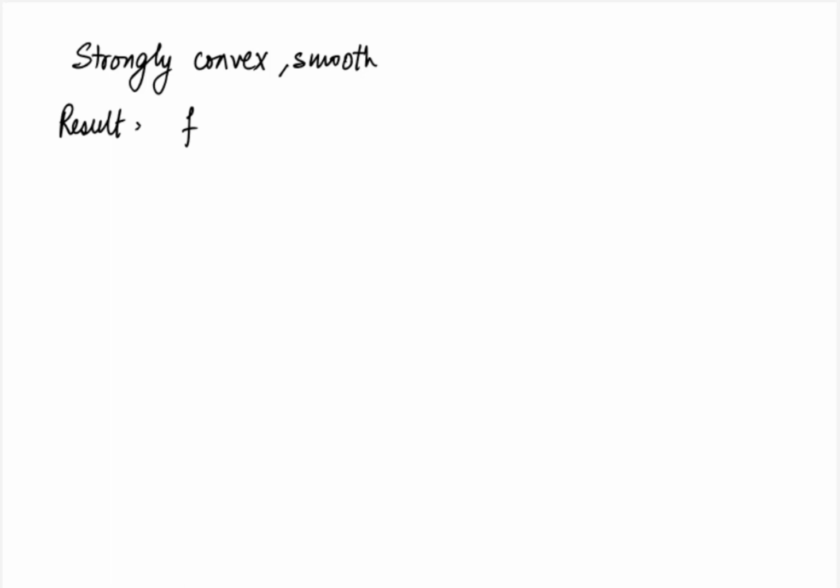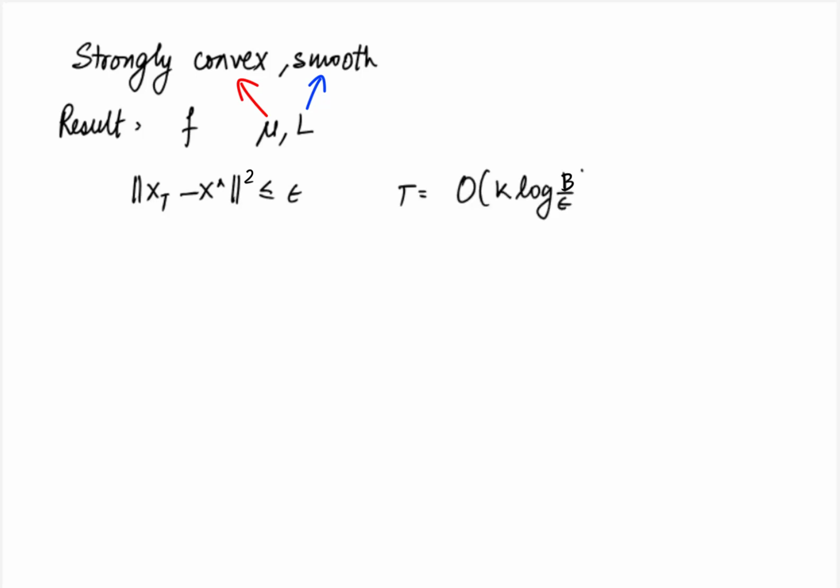When f is strongly convex and smooth, the result is that the number of oracle calls to ensure that the squared distance from the optimum is less than equal to epsilon is given by t equal to order kappa log b by epsilon for step size eta equal to 1 over L. The proof of this case also starts with a similar alternative to co-coercivity property.